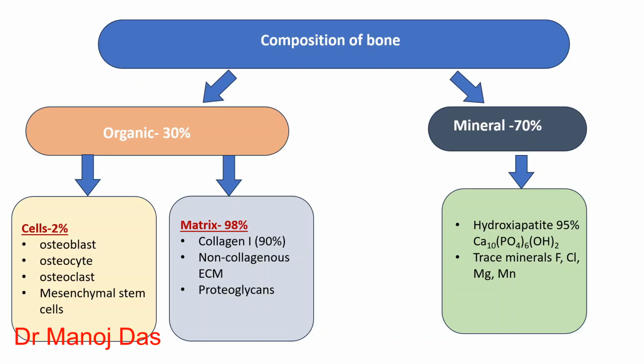We all know the bone is composed of mineral and organic matter. 70% of the bone is composed of mineral, which is hydroxyapatite, calcium hydroxyapatite. Second, the organic matter constitutes 30% of the bone. Among the organic matter, type 1 collagen is the main constituent present in the bone. The cells constitute only 2% of the organic matter of the bone. The cells which are important for fracture healing are the osteoblast, osteocyte, osteoclast and mesenchymal stem cells.